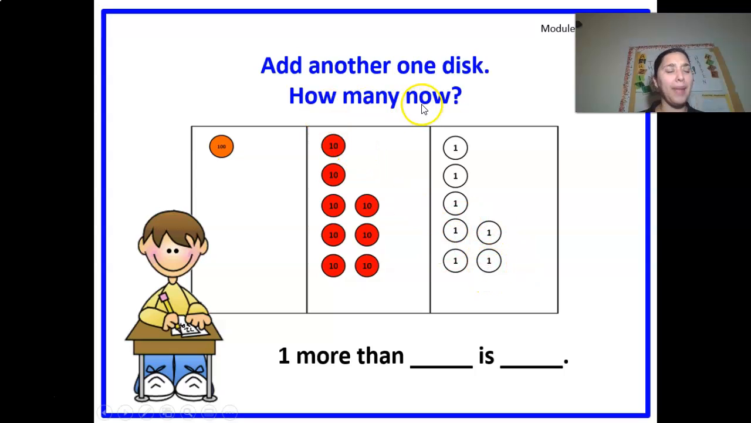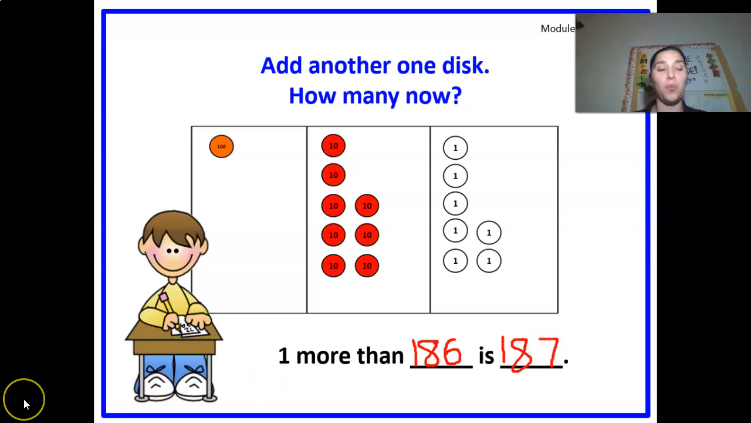So how many now? Are you ready? We're going to use the frame. One more than, remember we had 186. One more than 186 is, get ready. Yes, 187. Kiss your brain for all the hard work and all the thinking you're doing.